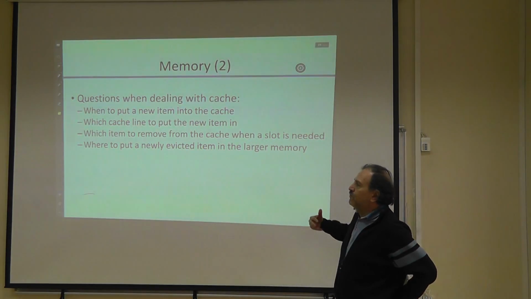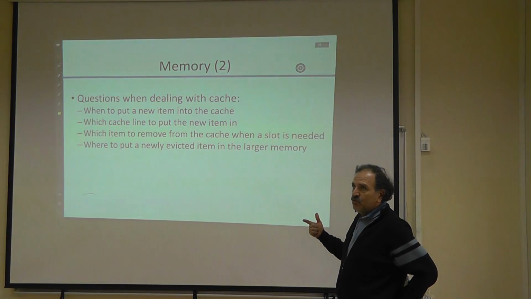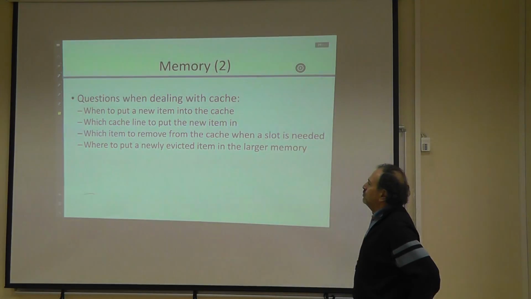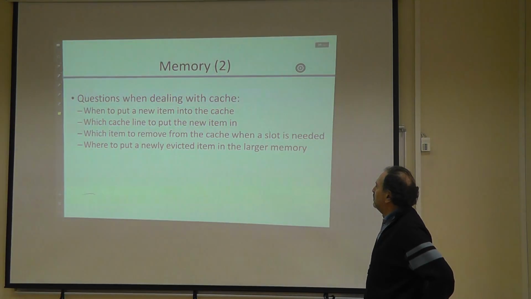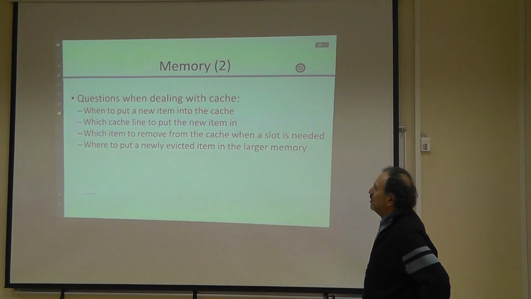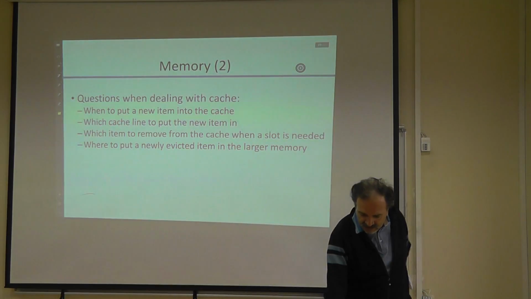Okay, selection of that one. You don't want to remove an item that is going to be used in the next cycle. That's the idea. And where do we put the newly evicted item in the larger memory? Because I have a hierarchy of caches, memory and the disk, if I remove something, where do I put this removed thing? All of these are difficult questions, but they have to be solved.